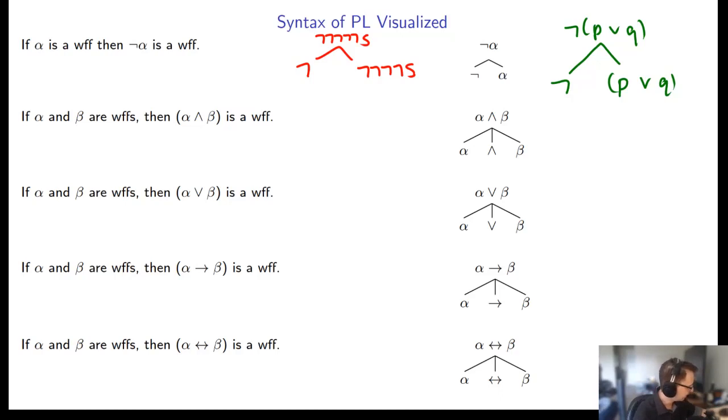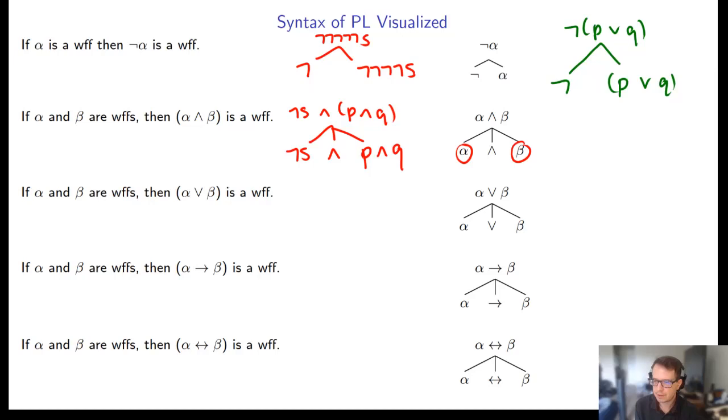Or if we have, say, some well-formed formula alpha and some well-formed formula beta, such as, I don't know, not S, and then P and Q, we can combine these three things together to get not S and P and Q. So we can break apart all of our formulas visually too into a tree structure. And when we think about syntax and how things are put together, maybe as linguists, this resonates with us a little bit more.